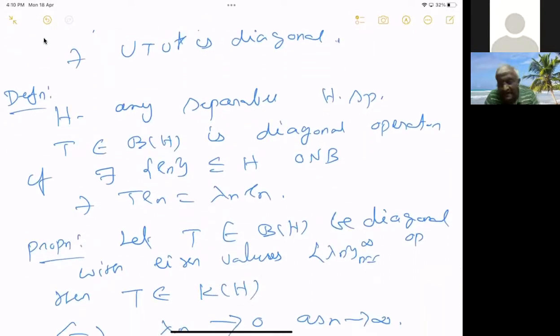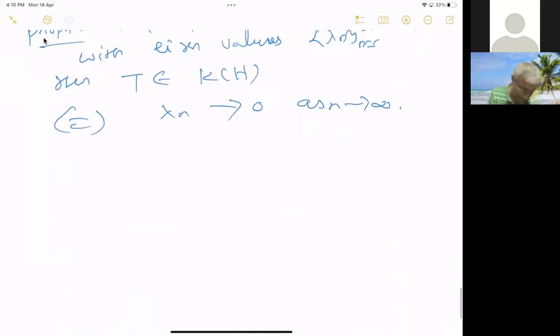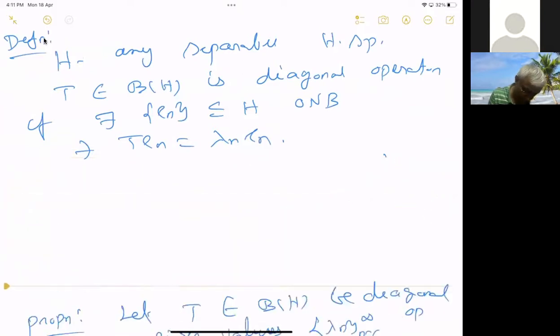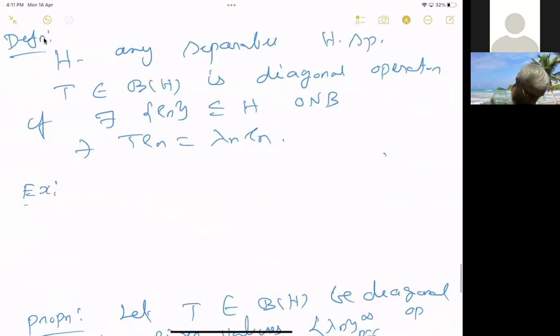Incidentally, notice that a diagonal operator need not be bounded. This is an exercise, not an assignment. You can define an operator: if you take any orthonormal basis and a sequence lambda n, you can define an operator like this and extend it to the span of En, just the span, not the closure. But you may not be able to extend it to the whole space. For that, you need boundedness. If it is a bounded operator, we can extend.